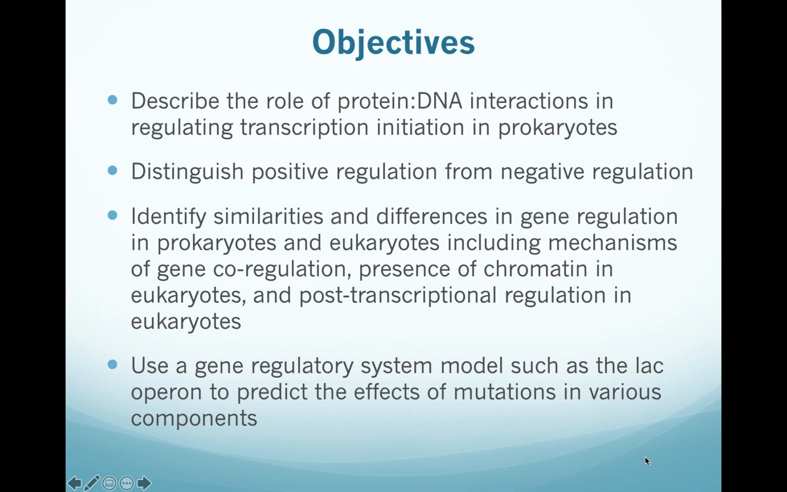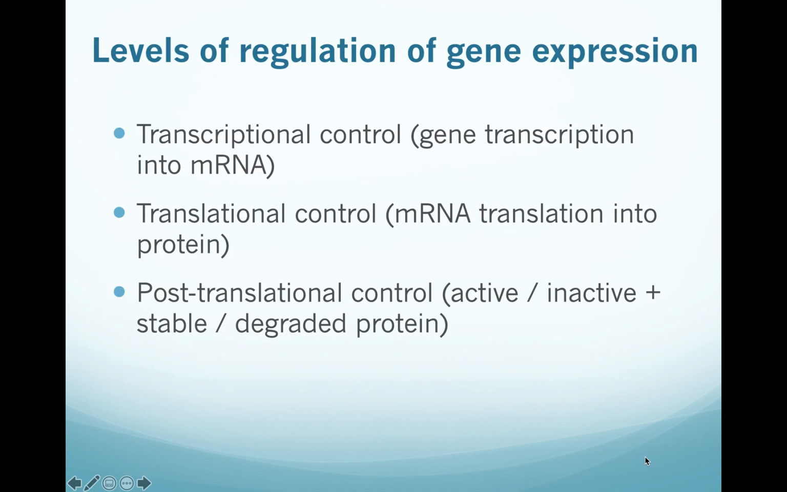The third one is to identify similarities and differences in gene regulation in prokaryote and eukaryote, including the mechanisms of gene co-regulation, presence of chromatin in eukaryotes, and post-transcriptional regulation in eukaryotes. That would be after week 7. And the last objective is to use a gene regulatory system model, such as the lac operon, to predict the effects of mutations in various components.